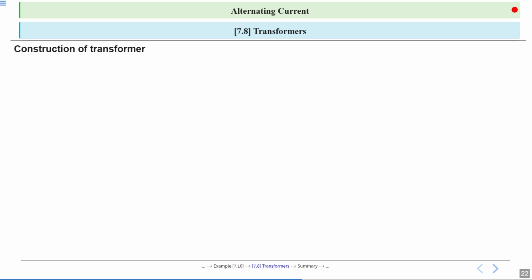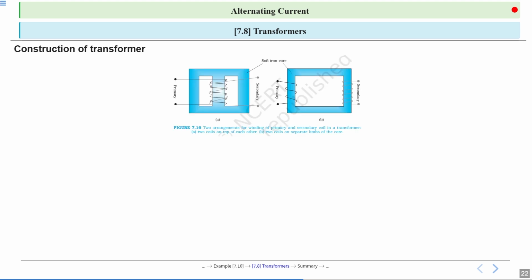So, construction of transformers. This is the diagrammatic representation, figure 7.16. Two arrangements for windings of primary and secondary coil in a transformer. A, two coils on top of each other like this, or we can wind the coils in a second arrangement also, two coils in separate limbs of the core. In these two arrangements we can wind the coils. So there are two coils.